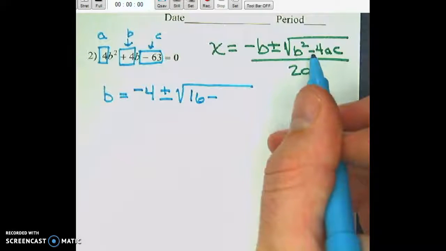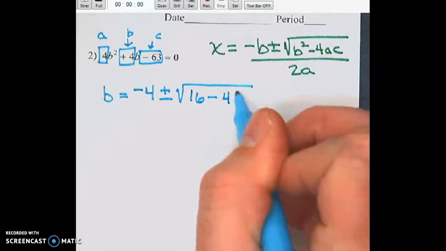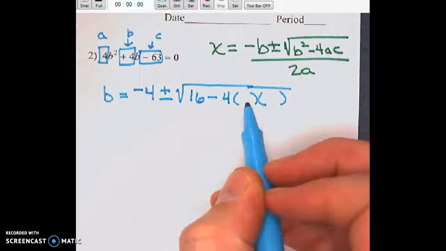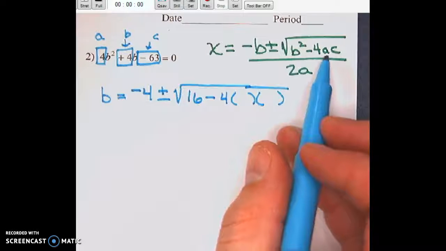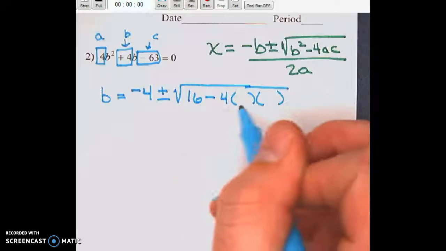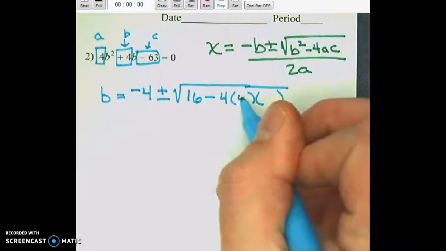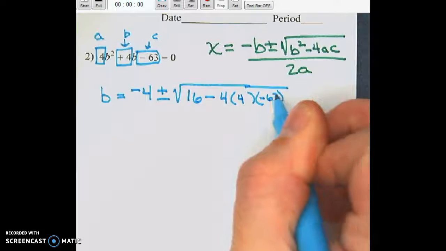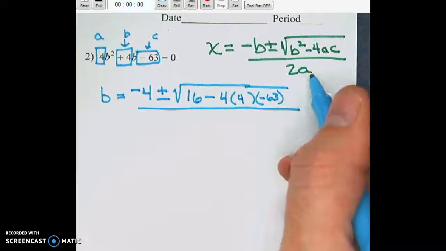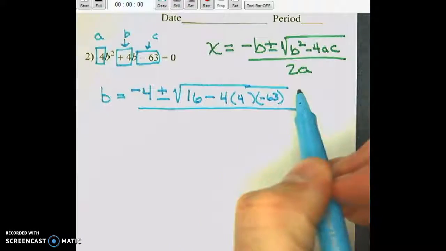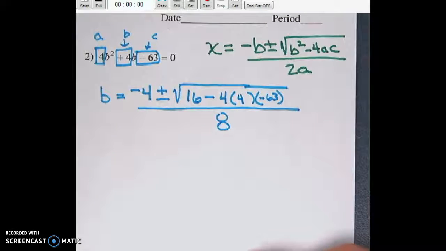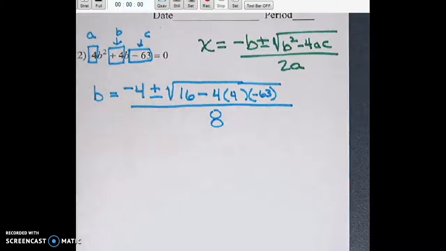Minus, remember that's a minus sign, 4 times the a value times the c value. So I put parentheses in for multiplication, and in the first parenthesis goes the a value, in the second parenthesis the c value. So the a value is 4, and the c value is negative 63, all divided by 2 times a. Our a value is 4, so 2 times 4 is 8, just like it was on number 1. And now we can start to plug stuff into our calculator.